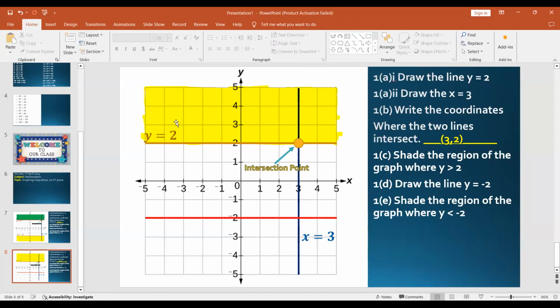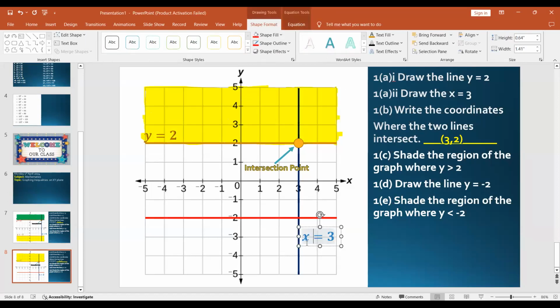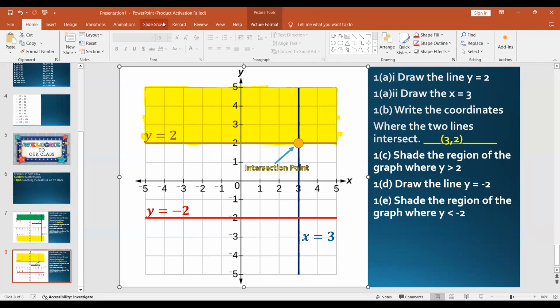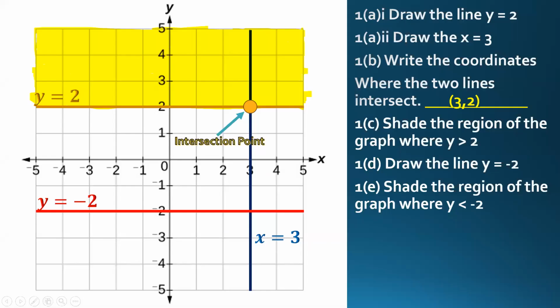Did anyone get y is equal to negative 2? Let me know if you got that for me, please. Yes, sir. Y is equal to negative 2. Very good. Anyone else got that? Yes, sir. Okay, good. All right, let's move on to the next one.